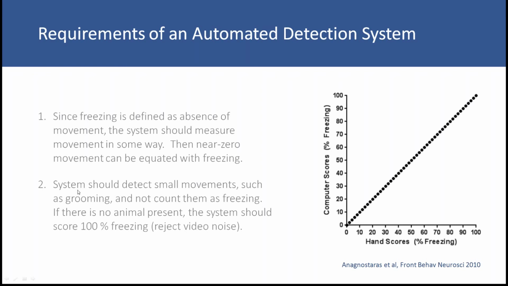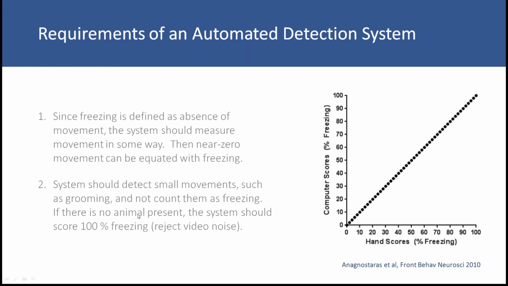Second, the system should detect small movements, such as grooming, and not count them as freezing. If there's no animal present, the system should score 100% freezing. In other words, the system should reject any video noise. If noise is counted as movement, that's going to diminish your ability to detect freezing.